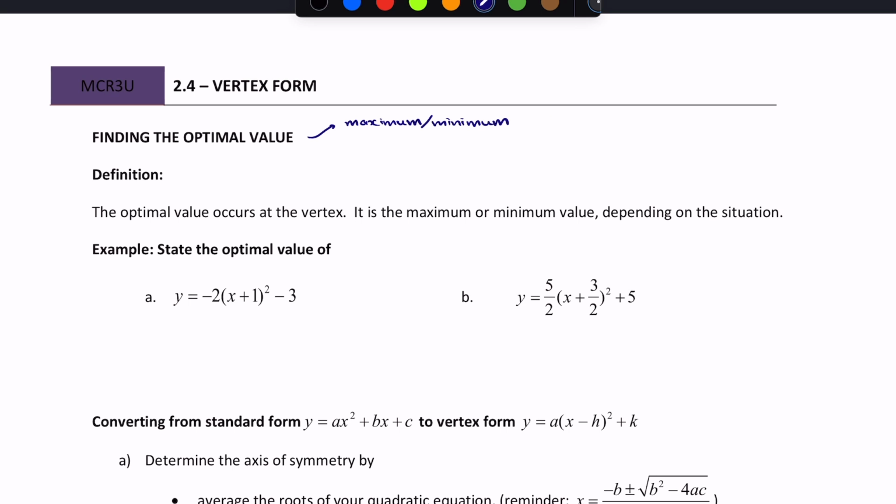Okay, and we know that if the parabola opens up, that means here we have a minimum value. And if it opens down, we have a maximum value.